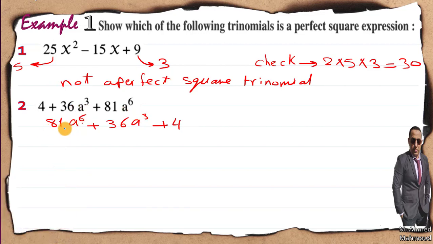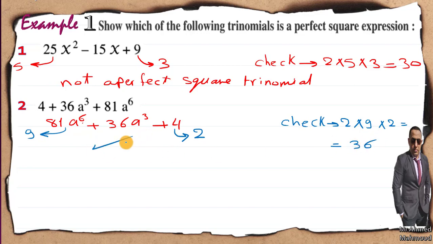Now I have arranged the expression in descending order. The first term is a square. 81 is a square. Its square root is 9. The third one is a square. Its square root is 2. Check the middle term. 2 times square root the first, which is 9, times square root the third, which is 2, equals 2 times 9 times 2 equals 36. So this one is a perfect square trinomial.